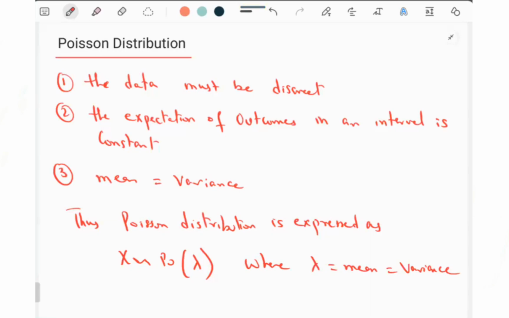Poisson distribution is also referred to as discrete probability distribution, which expresses the probability of a given number of events occurring in a fixed time interval. The conditions to apply Poisson distribution are: number one, the data must be discrete. Number two, the expectation of outcomes in an interval is constant. Number three, mean is equal to variance. And thus the Poisson distribution is expressed as X is a Poisson distribution with its parameter as lambda, where lambda is equal to mean is equal to variance.